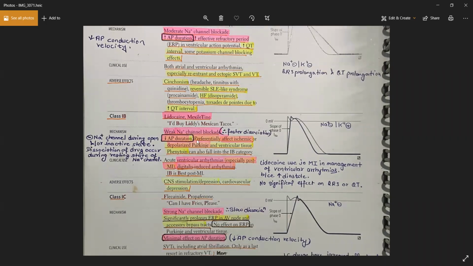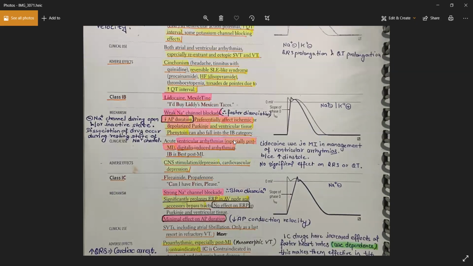Because they have a very specific preference for ischemic tissues. Why for ischemic tissues? Because in ischemic tissues, the sodium channels are in the open or inactivated state. Their sodium channels can never return back to the normal, closed, or resting state. And these drugs bind to the sodium channels only in the inactivated or activated state, which is available in ischemic tissue. That's why they have a preference for ischemic tissue only.